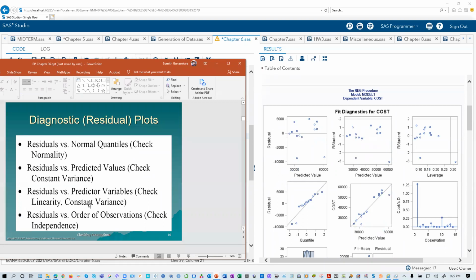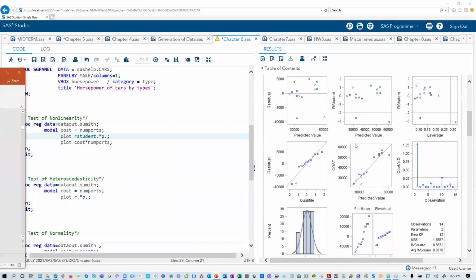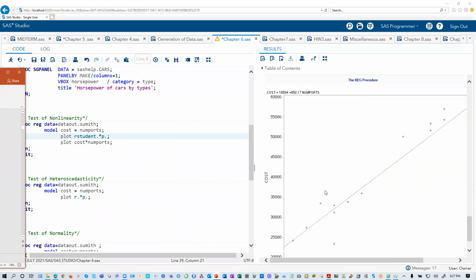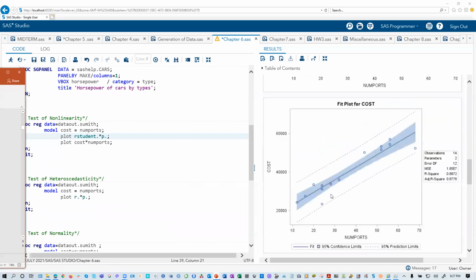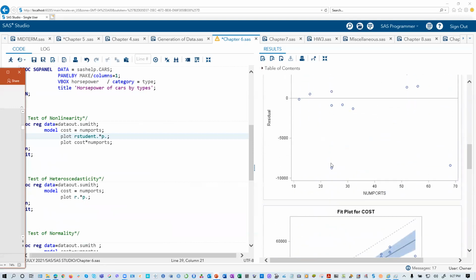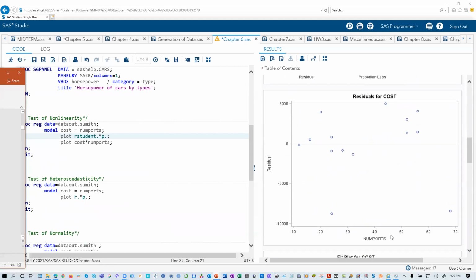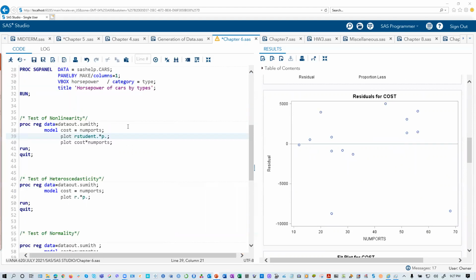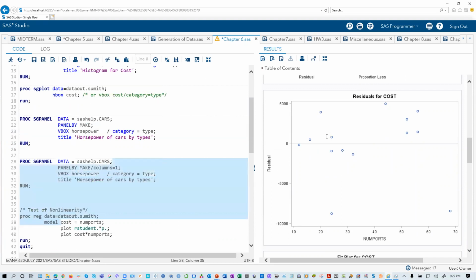Get the linear. I'm sorry, I'm looking for this one. Okay, residual versus the predictor value. Residual versus predictor value, this one. That's the one I'm looking for. These graphs are going to come along with the regression. When you run regression, those graphs come along with it.